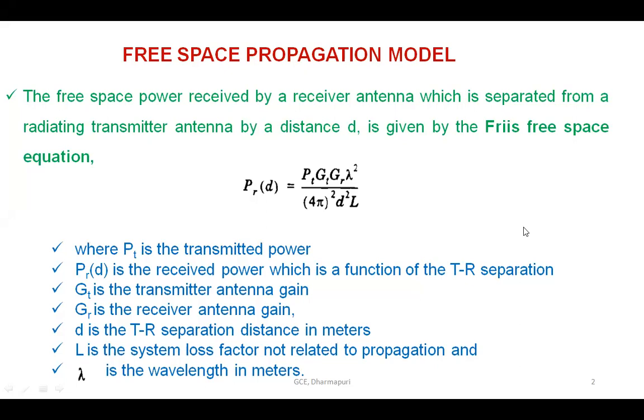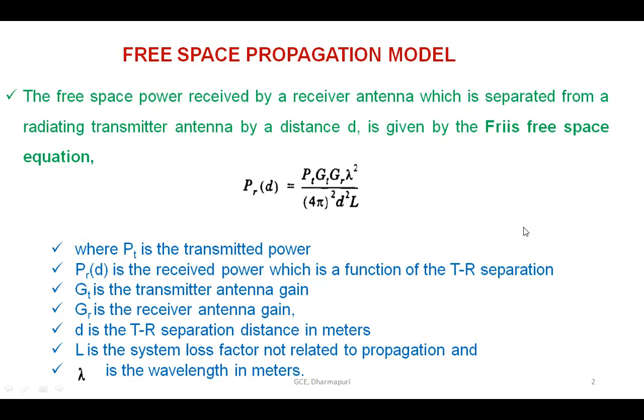the power received by the receiver antenna, which is separated from a radiating transmitter antenna by a distance d, means there is a distance between T and R of d, and is given by the free space equation, PR equals PT GT GR lambda squared divided by (4 pi)^2 d^2 L.